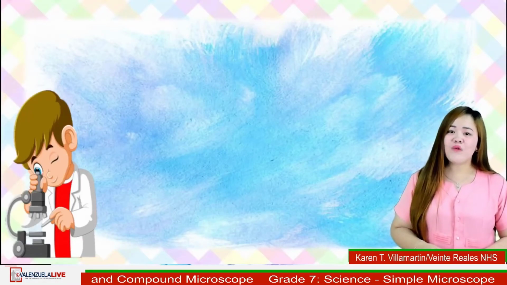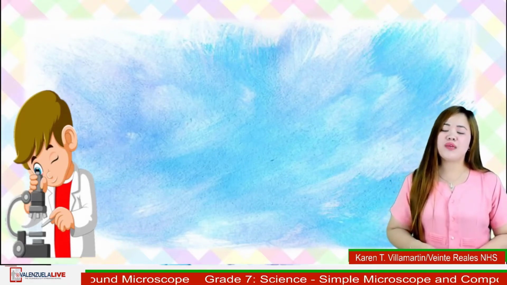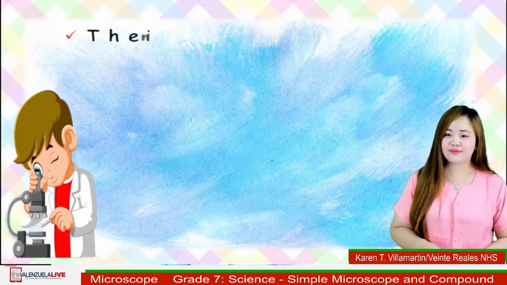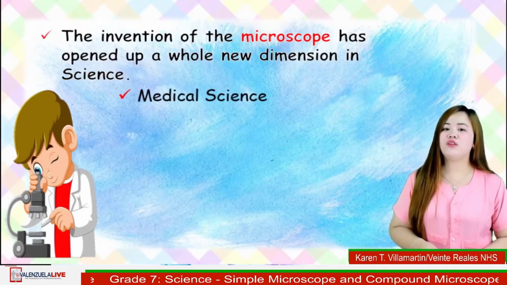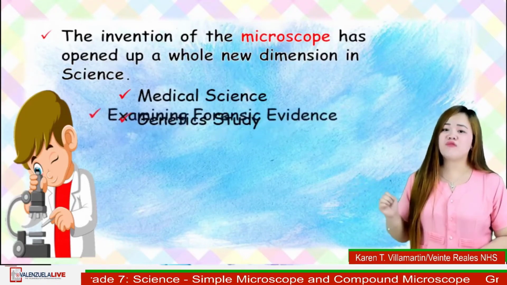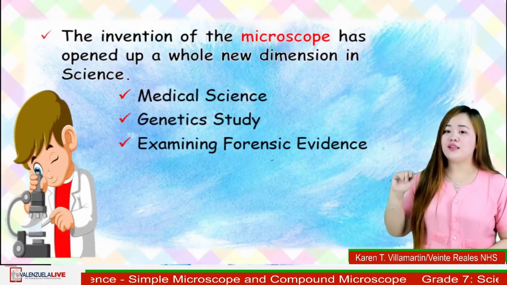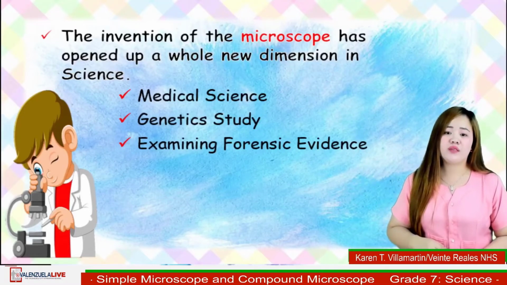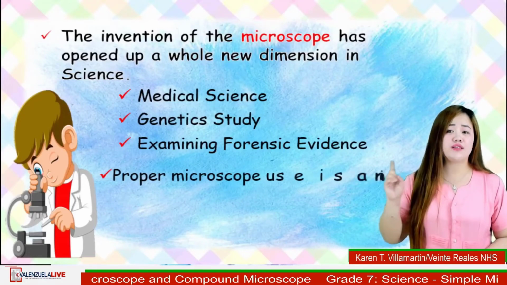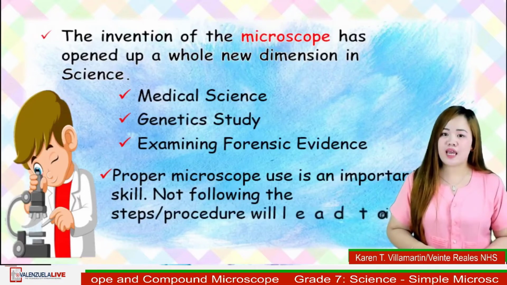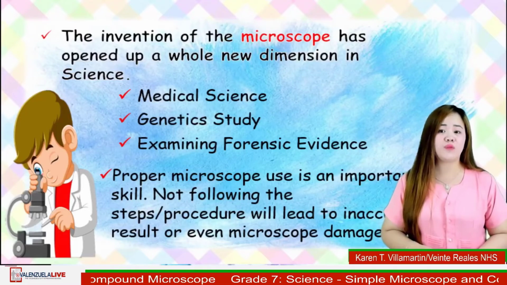Now, class, what do you think is the importance of microscope and why do we need to know the basic steps on how to use it? The invention of the microscope has opened up a whole new dimension in science. It is very important in so many fields, like in medical science, genetic study, and even in examining forensic evidence. Proper microscope use is an important skill. Not following the steps or procedure will lead to inaccurate results or even microscope damage.